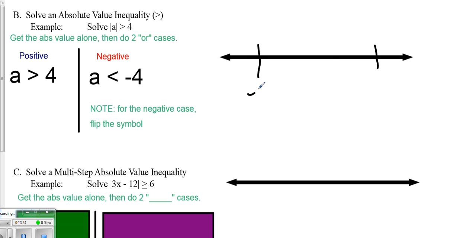We have a negative 4. We have a positive 4. For the positive one, it's a is greater than all of that. So open circle, everything above. For the negative version, less than that.